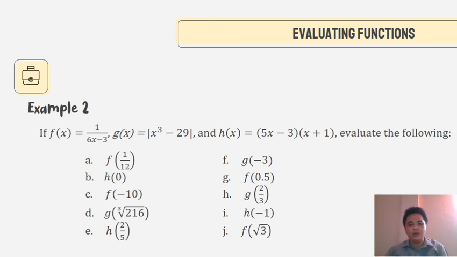But for meron kang 10 given dyan, so halimbawa, for letter A, f of 1 over 12. Saan ka titingin? Saang letter? Since letter f siya, doon mo siya i-substitute sa letter f syempre. Baka malito ha? So, kung letter f yung nasa unahan, doon mo siya i-substitute sa function of f. Kung letter h, letter b, diba? Yung letter b dyan, it's h of 0. So, doon mo siya papasok sa h of x. And kung letter g naman, doon mo siya i-substitute kay g of x. So, comment down your answers below and let's see kung kaya na ba ang mga ganyang klase ng problem.